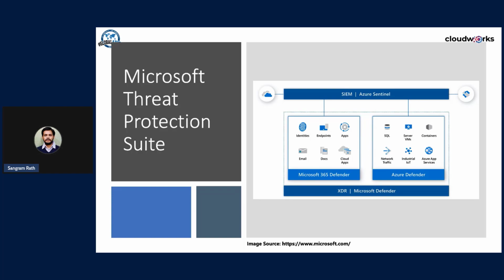is available. It consists of the Azure Sentinel. We do have a session on this, so do watch out for that. Azure Sentinel is the cloud-native SIEM tool, or security information and event management tool. And Microsoft Defender is the XDR, or extended detection and response tool. So these two together provide you the Microsoft Threat Protection Suite.